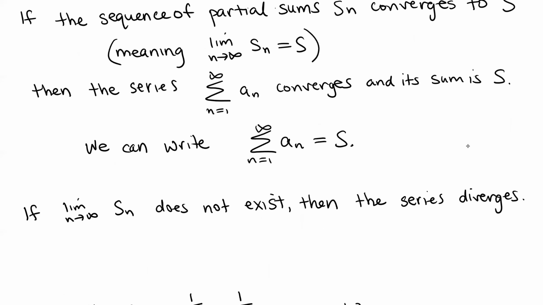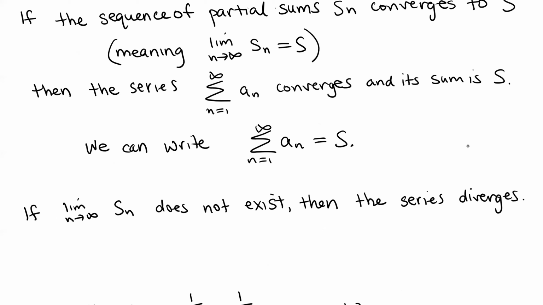Okay, so let's think about what happens if our partial sums do not converge. If we look at our partial sums and they don't converge, or in other words, if the limit as n goes to infinity of Sn does not exist, then we would say that the series diverges. So the series either converges and has a sum S, or if the limit of the partial sums doesn't exist, then we say that the infinite series diverges.